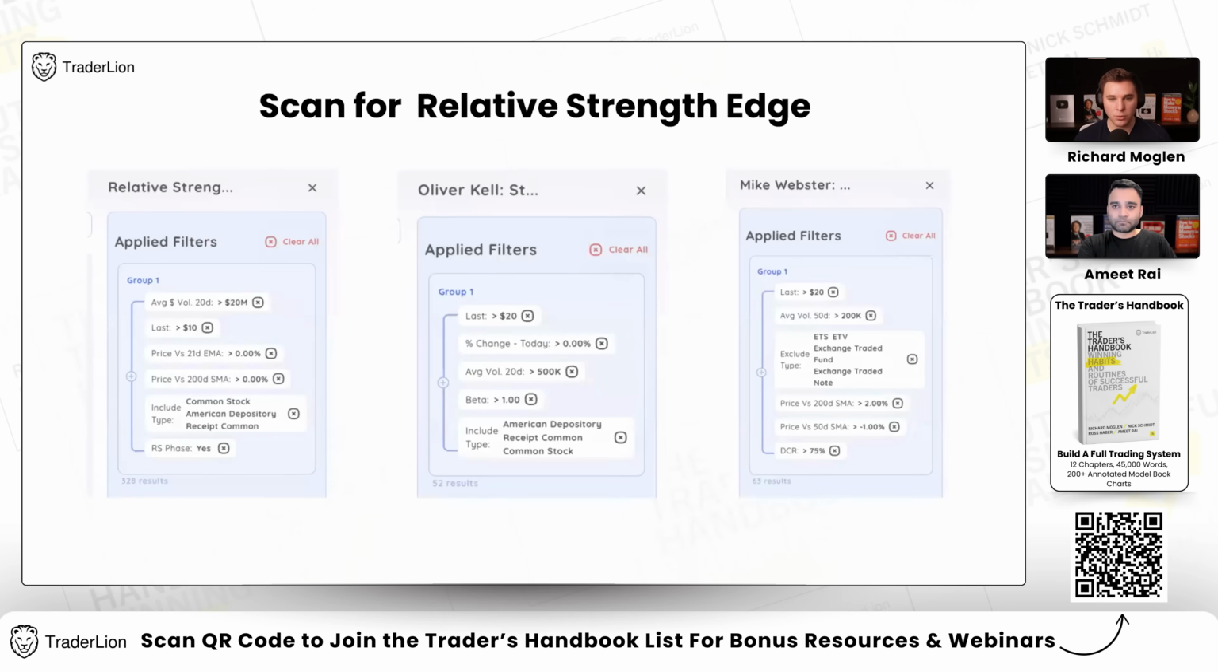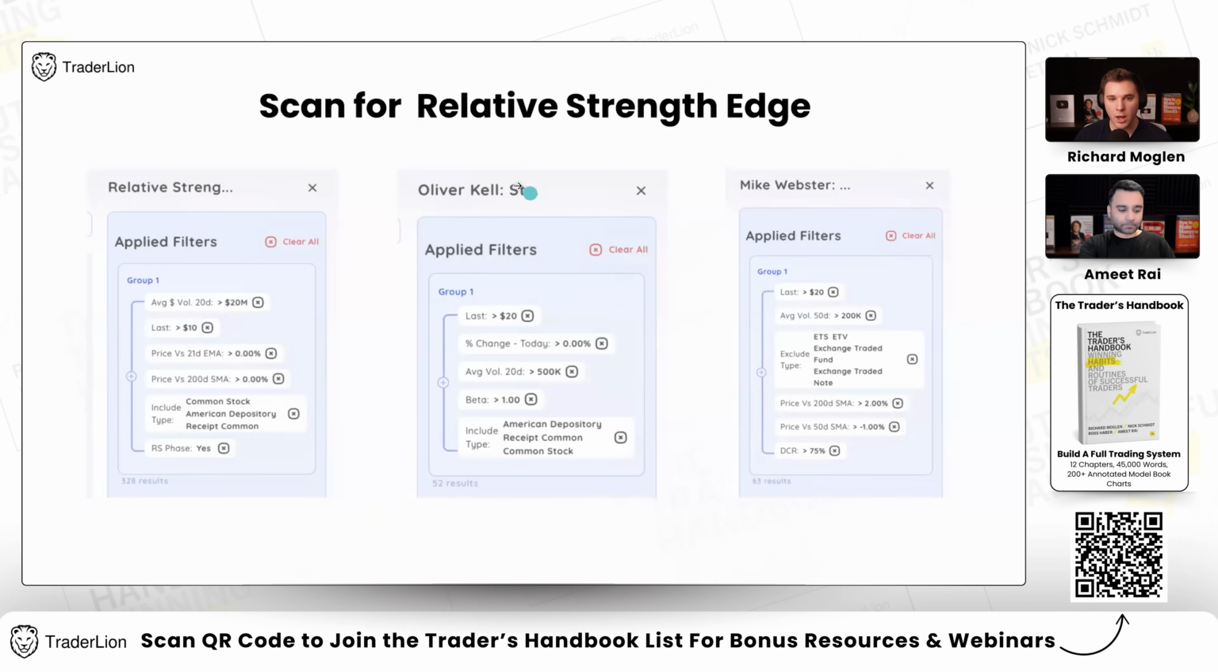And here are a few really good scans that we have presets in DeepView to help find relative strength. And each of them looks for different things. First things first, we've got one I called relative strength phase. A relative strength phase is when the relative strength line of a stock is trending above its signal line, the 21 EMA. Basically this screen is looking for a stock that is liquid, over $10 in price, rising above its 21 EMA, above its 200-day moving average. It's a common stock or ADR, and it's in that RS phase. So it's trending above its relative strength line.